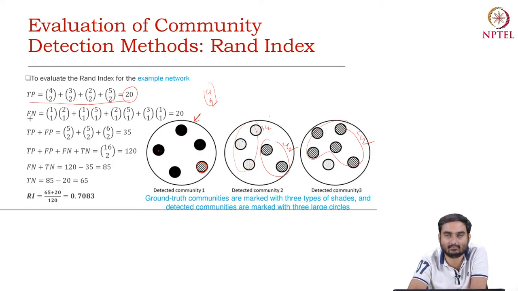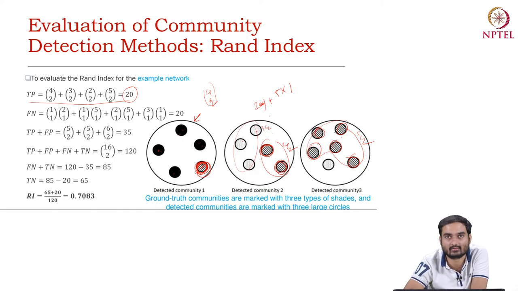Okay. What's the false negative? False negative means nodes are assigned to different communities, but that's wrong. So say this node and these two nodes, they should be together, right? They are assigned in different communities, but they should be together. So the pairs that we can form out of these three nodes would contribute to false negative. So how many pairs can be possible? 2 into 1 pairs are possible. Between this and this 5, 5 into 1 such, so 2 into 1 plus 5 into 1 such pairs possible.